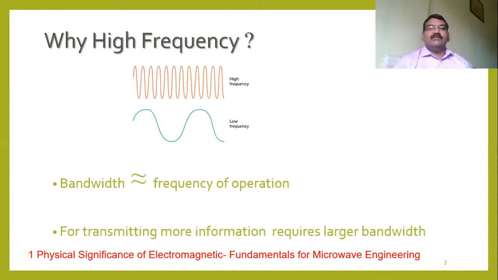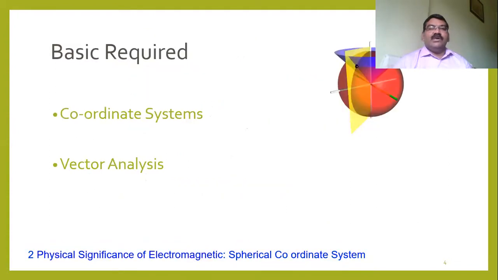The reason we discussed is that to transmit more information, we require more bandwidth. These examples we also discussed in detail in that video. Then in the second video, physical significance of electromagnetics, that is the spherical coordinate system.